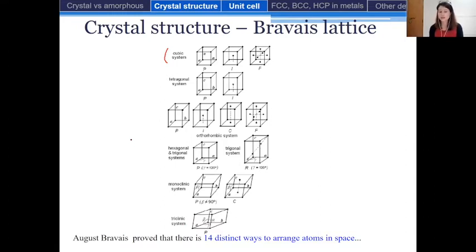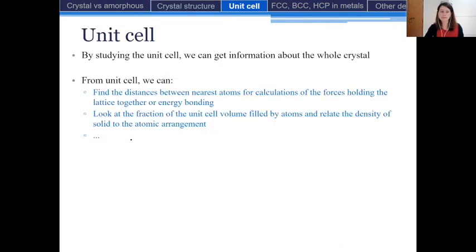And so, in fact, Auguste Bravais proved that there are 14 distinct ways to arrange atoms in space. And so we are talking about the 14 Bravais lattices, okay? Lattices, sorry. And so in that way, we have all the possibilities, or all the crystal structures or the unit cells found in materials. So 14 possibilities. So why is it so important to focus on the unit cell?